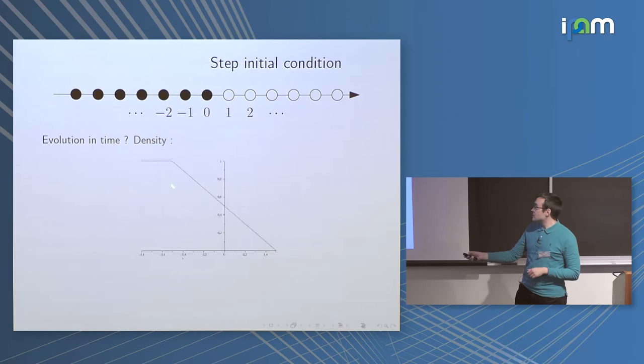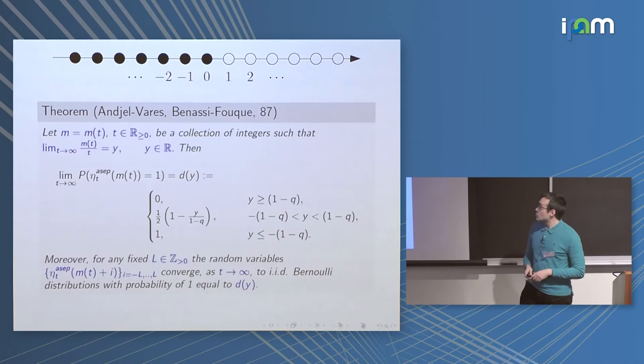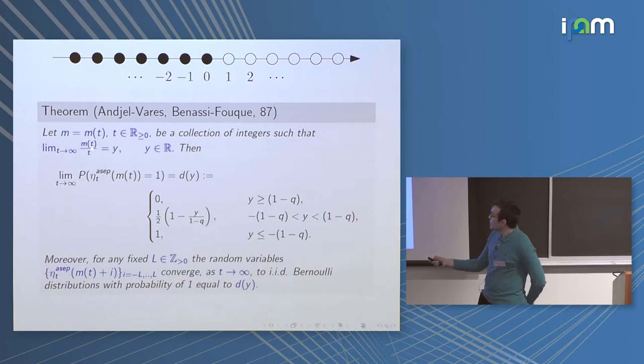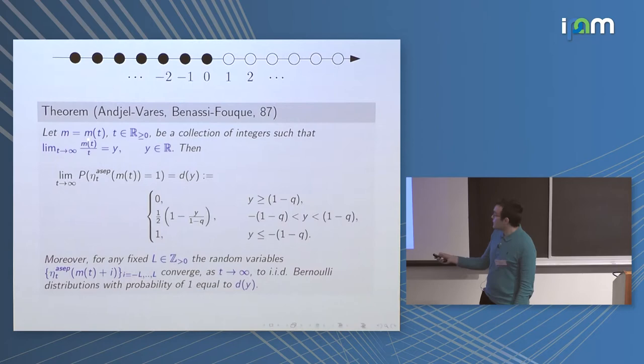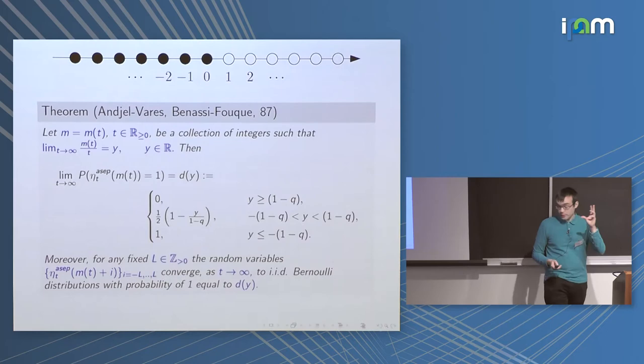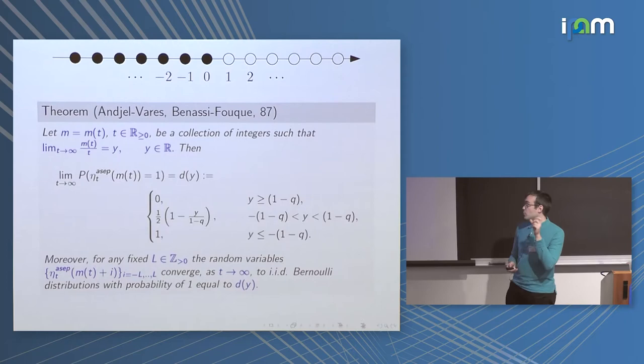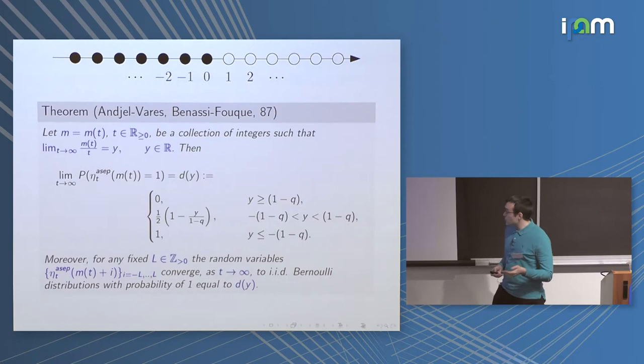More formally, this is a result proved by Angel, Varis and Benassi, Fouquet about 30 years ago. If we have the probability to have a particle at a given location, then we have a sequence of positions m, which depends on time, where we assume that we have some constant y. So we look at the position which changes linearly in time. And if we ask what is the probability to see the particle at this specific position, this probability has a limit, and this is the density function.